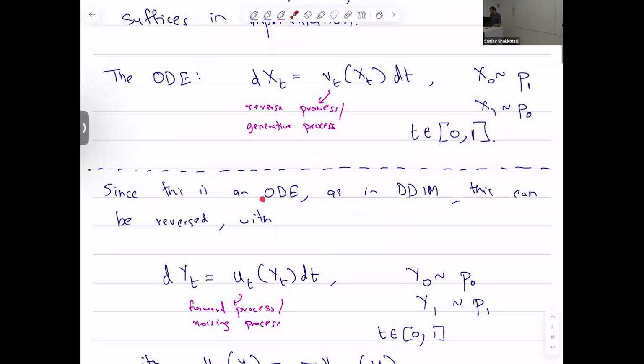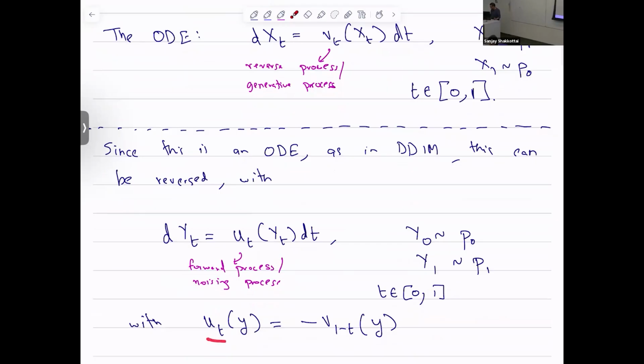Okay. So this is an ODE. Just as in DDIM, this can be reversed. So you can look at the forward process here as some U of t, Ut, which will take a y0 sample from the data distribution, y1 sample from the noise distribution, and creates a coupling between them. And the relation between U and V is simply the following: you change the sign of the vector field, so Ut becomes minus V, and the time flows backwards, so t becomes 1 minus t. That's all. So going between forward and backward processes is trivial here. That was also the same case with DDIM.